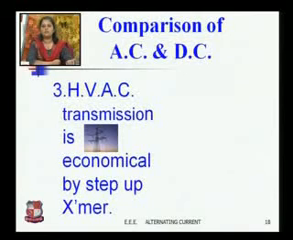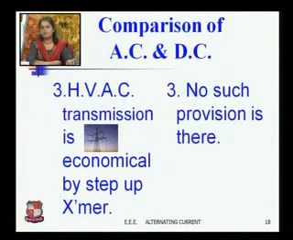Now the next point for comparison is HVAC, meaning high voltage alternating current transmission is economical by using a step-up transformer. As we discussed earlier, the AC quantity or AC voltage can be stepped up by using transformers, but in DC it is not possible.